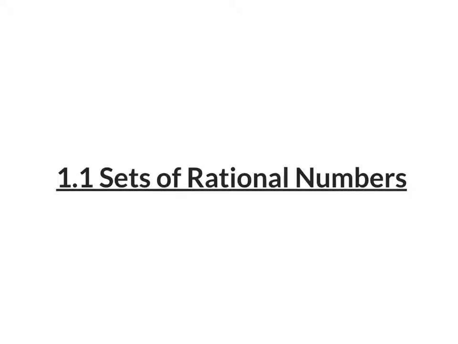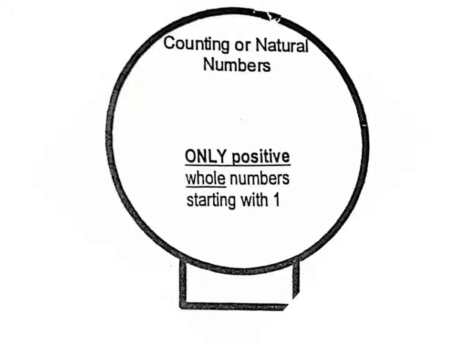Today, we will talk about different sets of rational numbers and which groups they belong in. The first group of numbers we are going to look at is counting or natural numbers. This is exactly how it sounds, only positive whole numbers starting with 1. So when we naturally count, we only start with the number 1, we do not start with 0. Some examples of this are 1, 2, 3, 4, 5, and so on.